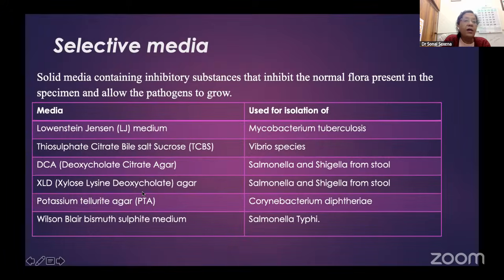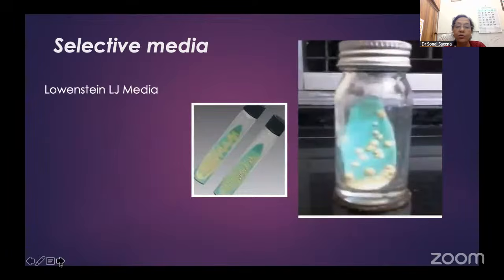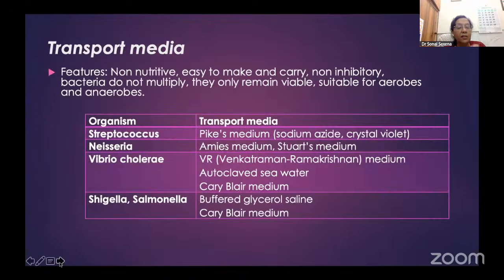So after 8 to 12 hours, the commensal has overgrown the pathogen. Now, where is selective media? Where is it used? How is it used? I'm going to skip this. You all will ultimately have to mug up this, the Lowenstein-Jensen and so forth. Now, coming on to transport media.